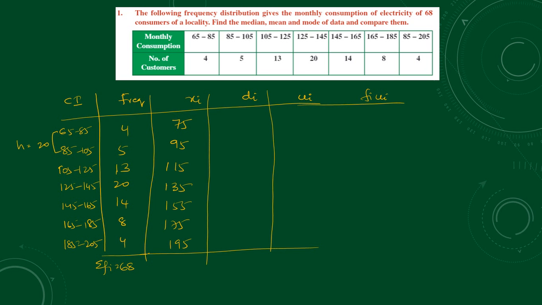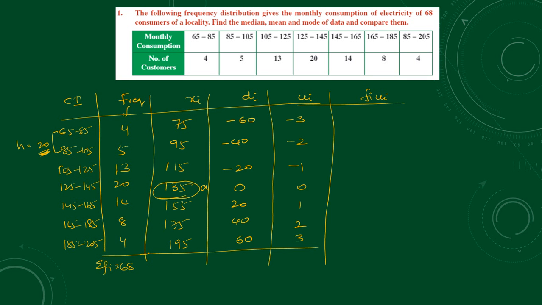Next, after this, di. If I consider this particular 135 as a, then the corresponding value will be 0, and since the height is 20, this becomes minus 20, minus 40, minus 60. Similarly this is 20, 40, 60, right? Next moving on to ui. ui means dividing by 20. So this becomes minus 3, minus 2, minus 1, 0, 1, 2, 3.